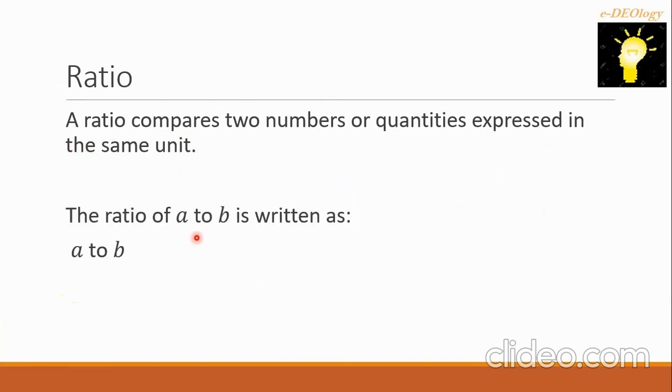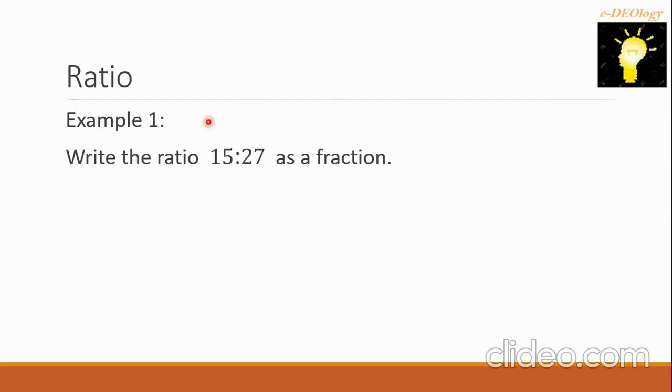The ratio of A to B can be written in three ways. The first one is A to B. The second is a fraction, A over B. And the third one has a colon in between, A colon B, which is read as A is to B. Let us see some example problems.